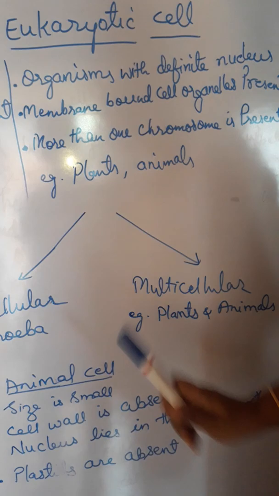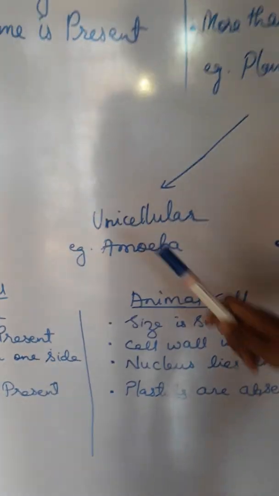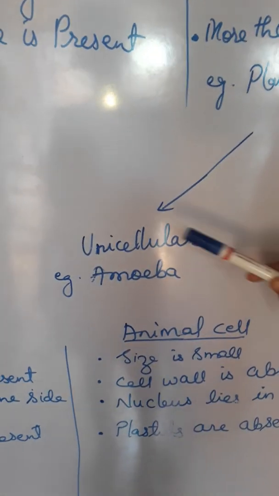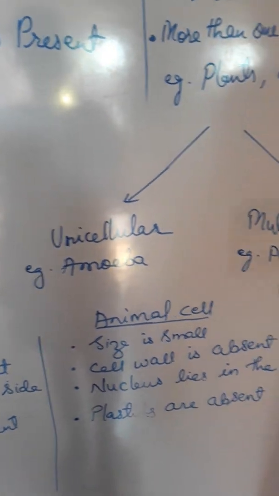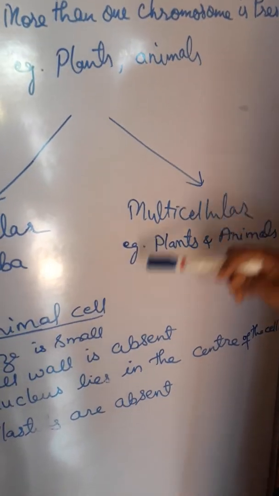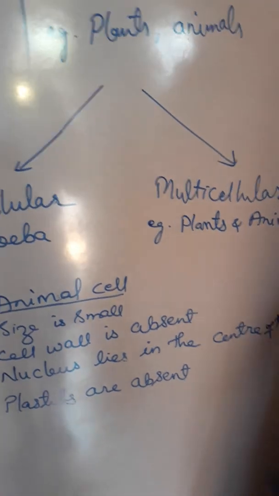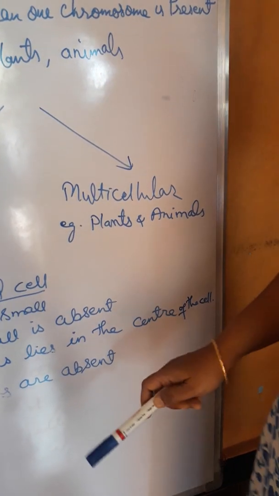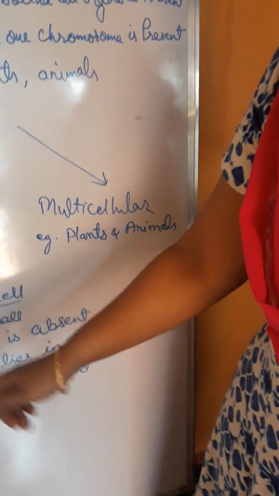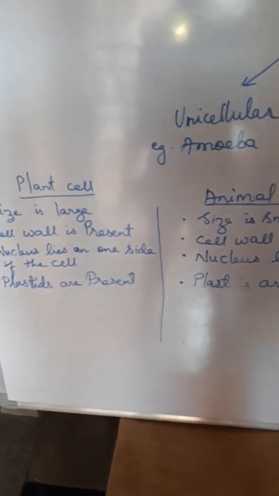So it can be unicellular or multicellular. Uni means one. The organisms which have only one cell are called unicellular organisms. And multi means many. Multicellular organisms are the organisms with many cells, more than one cell. Example, plants and animals. Now we shall see what are the differences between plant cell and animal cell. Plant and animal cells both are multicellular eukaryotic cells.